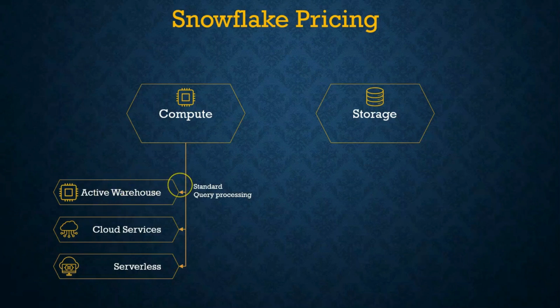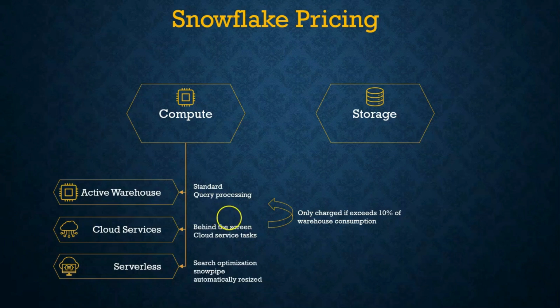Cloud services layer. This handles behind-the-scenes operations like authentication, metadata management, and UI functions. You're only charged for this if it exceeds 10% of your total compute usage. In most cases, you won't even notice this cost. Serverless features. These include services like Snowpipe for continuous data loading, automatic clustering, and search optimization. These use serverless compute, managed entirely by Snowflake. You're charged only when these processes run, and again, only for the time and resources used.